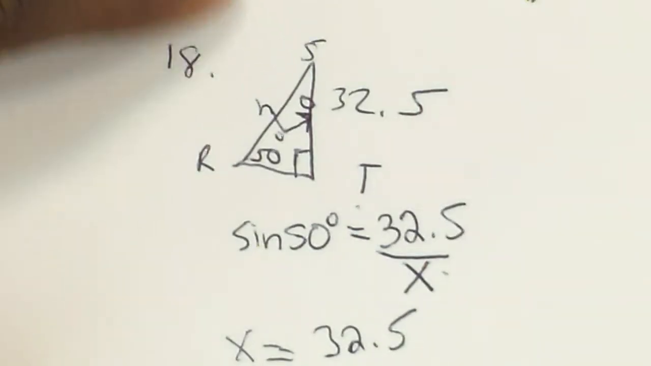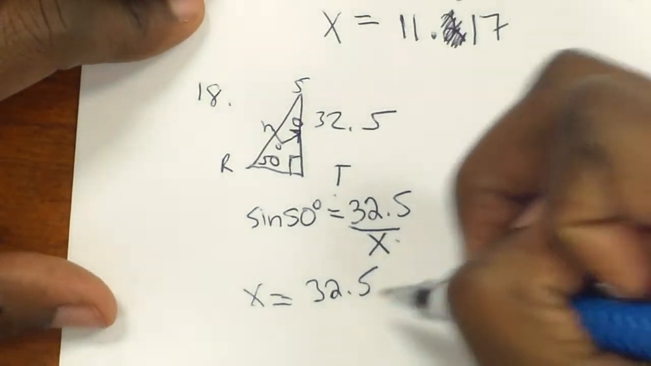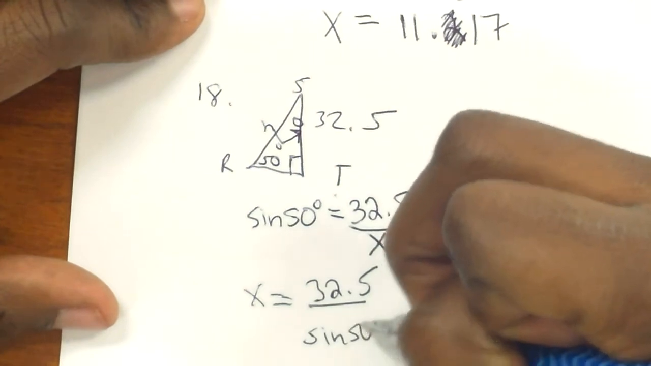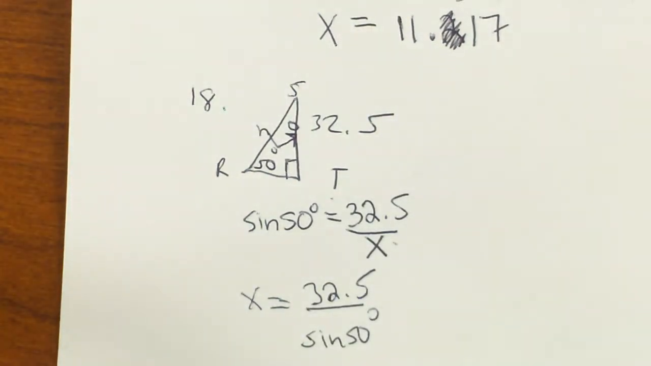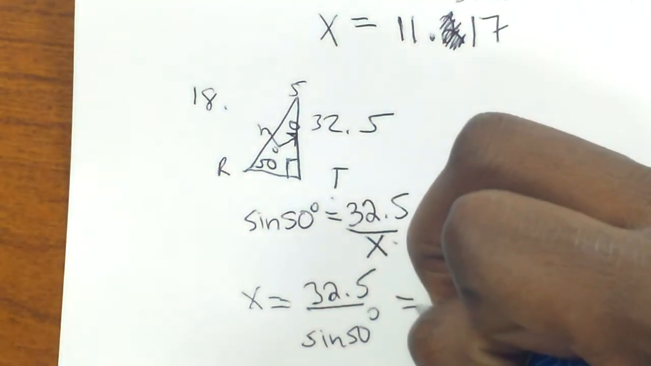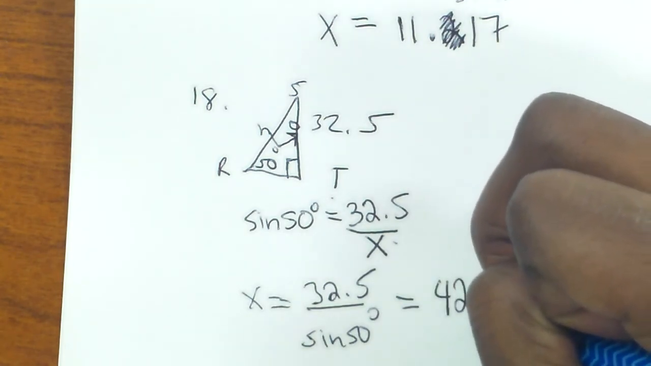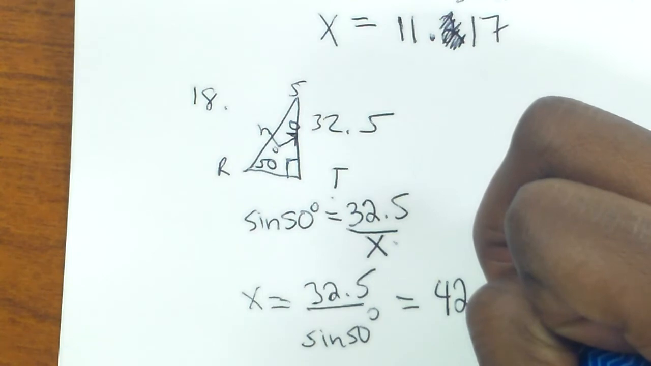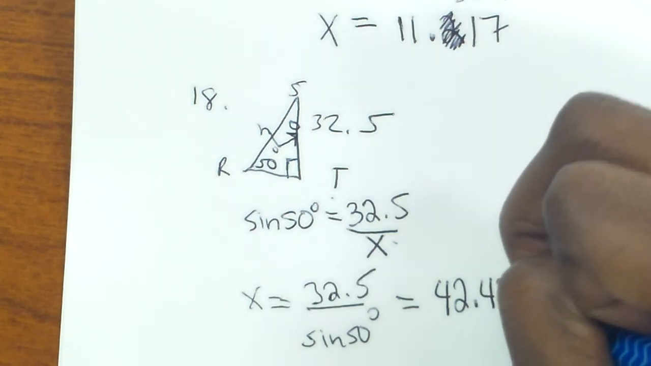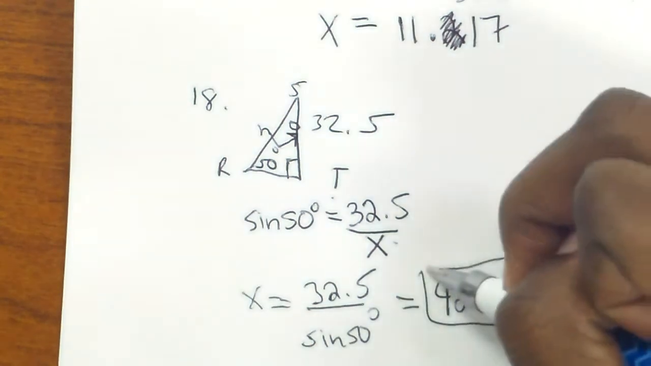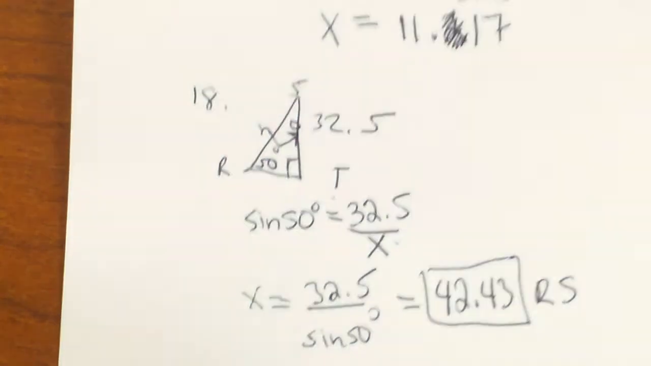32.5 divided by sine 50 degrees. So 32.5 divided by sine 50 degrees. And so on 18, SR is equal to 42.43. So this right here is side RS.